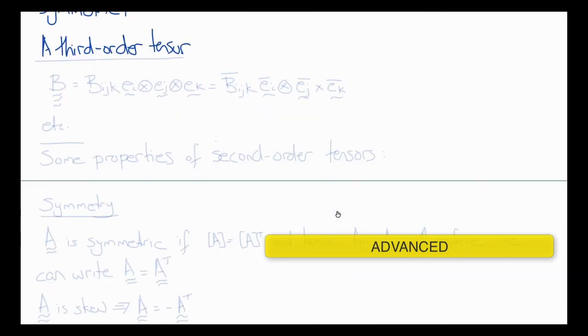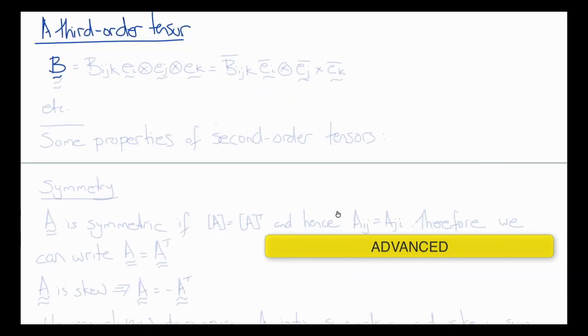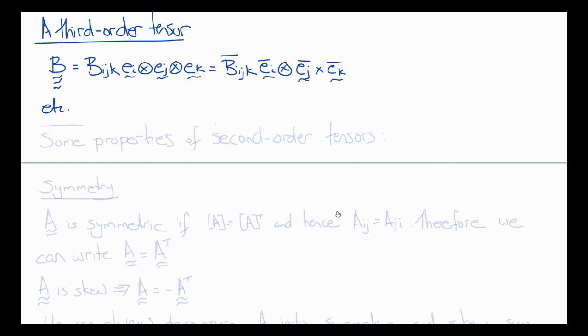We mentioned a third order tensor could be obtained by taking the dyadic product of three vectors, and so the components of the third order tensor B would be B_ijk e_i dyadic e_j dyadic e_k, and then in a different frame of reference, e_i bar, they would be B_ijk bar times e_i bar dyadic e_j bar dyadic e_k bar, etc. So the properties that we've talked about for defining second order tensors can be extended to third order and above. Now let's consider some specific properties of second order tensors that we've seen before in the context of matrices.